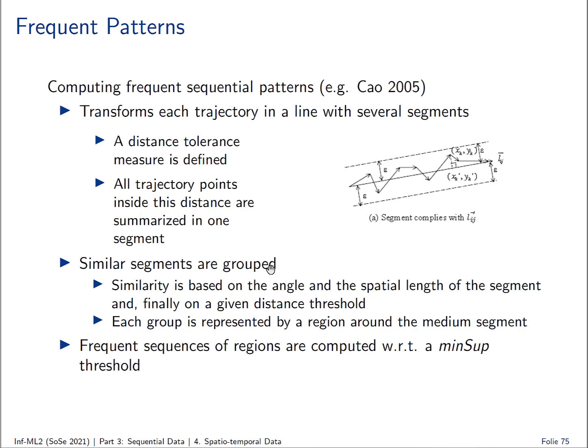Yeah, then similar segments can be grouped. Similarity is typically based on the angle and the spatial length of the segment, and finally on a given distance threshold, and then we can group the segments according to this similarity measure, and each group is represented by a region around the medium segment.